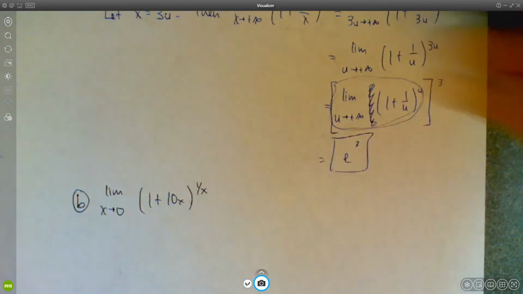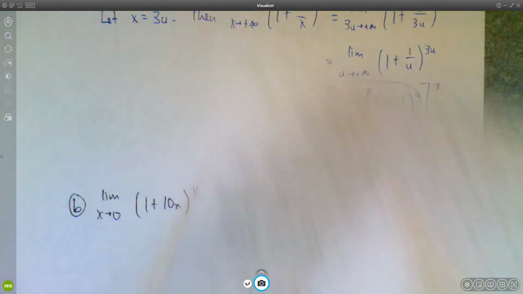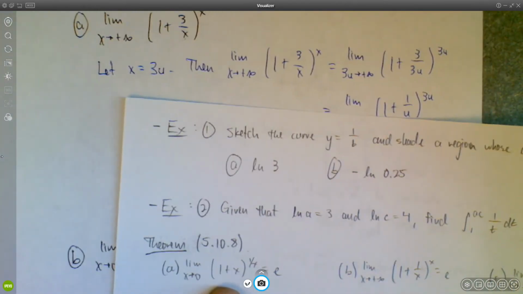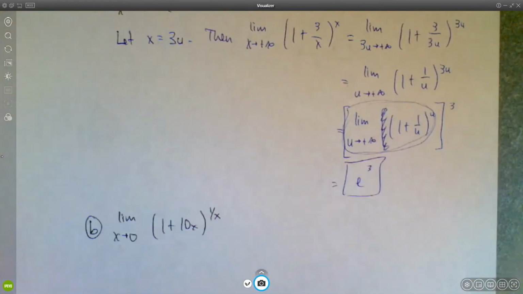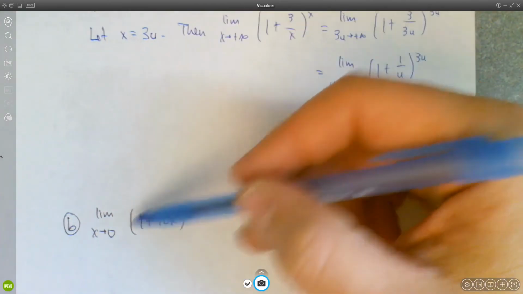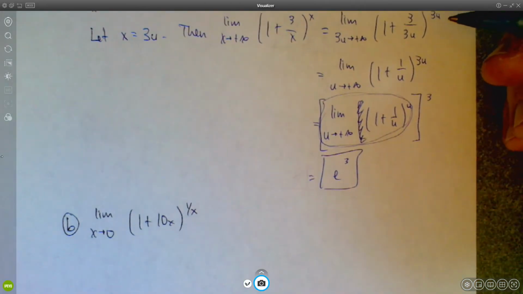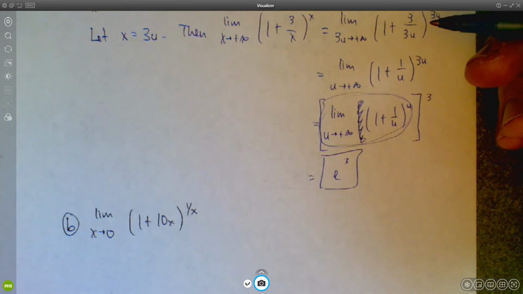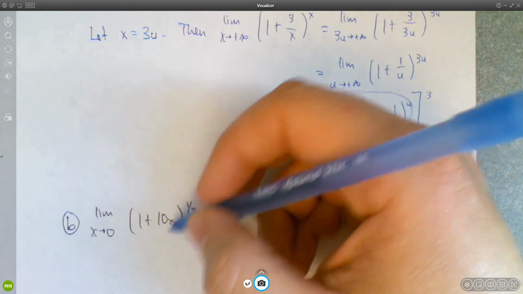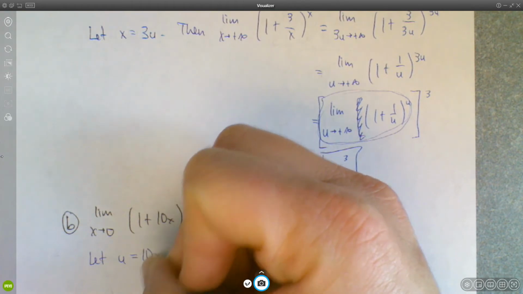Okay, so this one is looking more like this kind of definition, right? So we need it to be a 1 plus x to the 1 over x. We have a 1 plus 10x to the 1 over x. Again, I could try to factor out a 10, but then I'll end up with a 1/10 here, and that's bad because I need it to be a 1. I could do a u substitution thing again. I could let 10x equal u. So let u equal 10x.